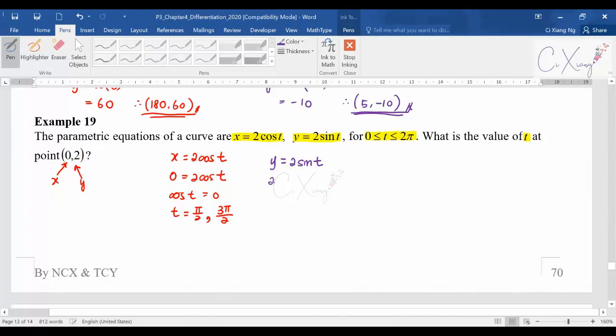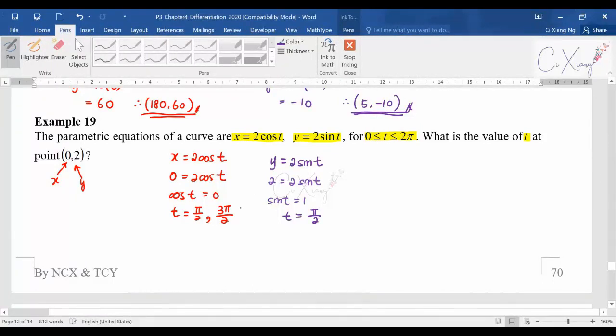Okay, so what is the value for y? It is equal to 2. So you're having 2 sine t also. So sine t is equal to 1. And also what's the value for t here? So again, you draw the graph for sine. When you draw the graph for sine, you'll get sine t equals 1 when t equals pi over 2.